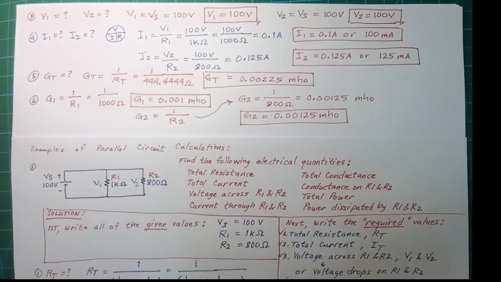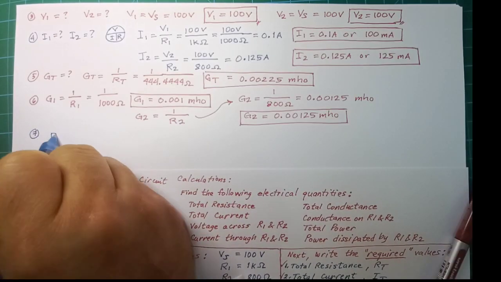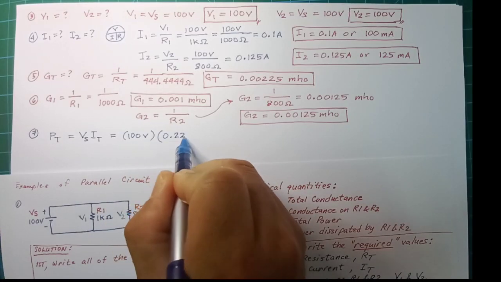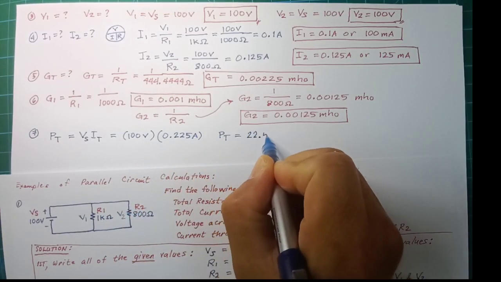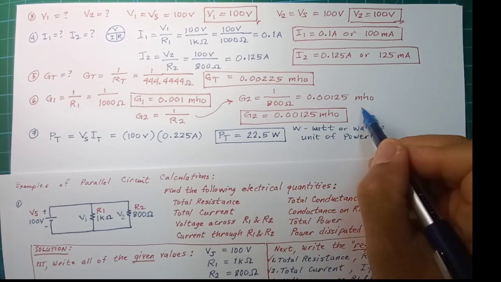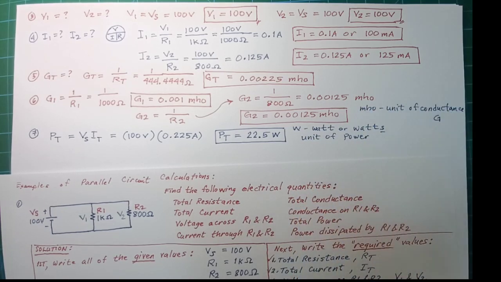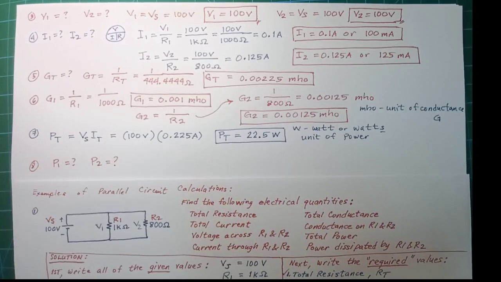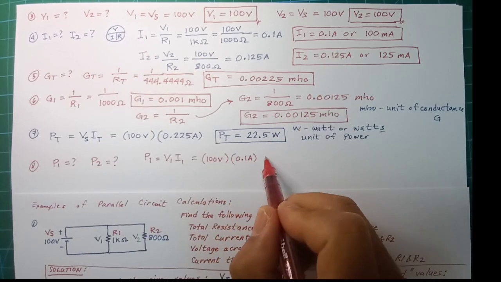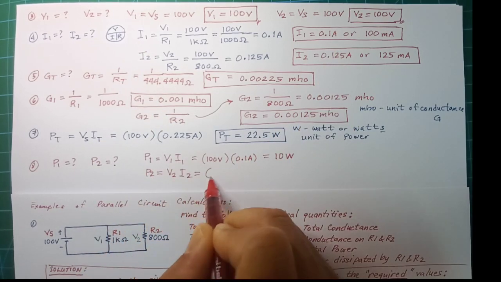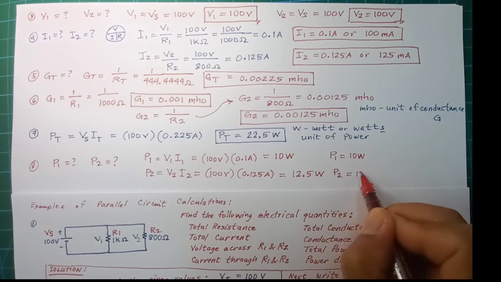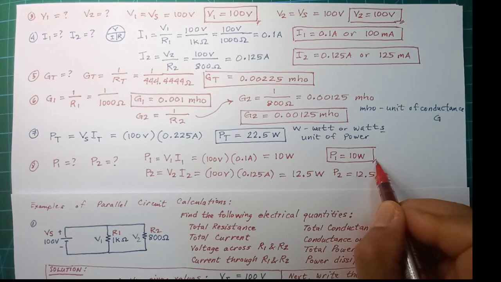And then for the total power, we can use V multiplied by I. So we get the Vs multiplied by the I total, and that will give us 22.5 watts. By the way, W or watts in plural is the unit of power. And finally, for P1 and P2, we will do the same formula, V multiplied by I, and we got 100 volts multiplied by 0.1 and 100 volts multiplied by 0.125. We will get 10 watts, and we will also get 12.5 watts for P1 and P2.